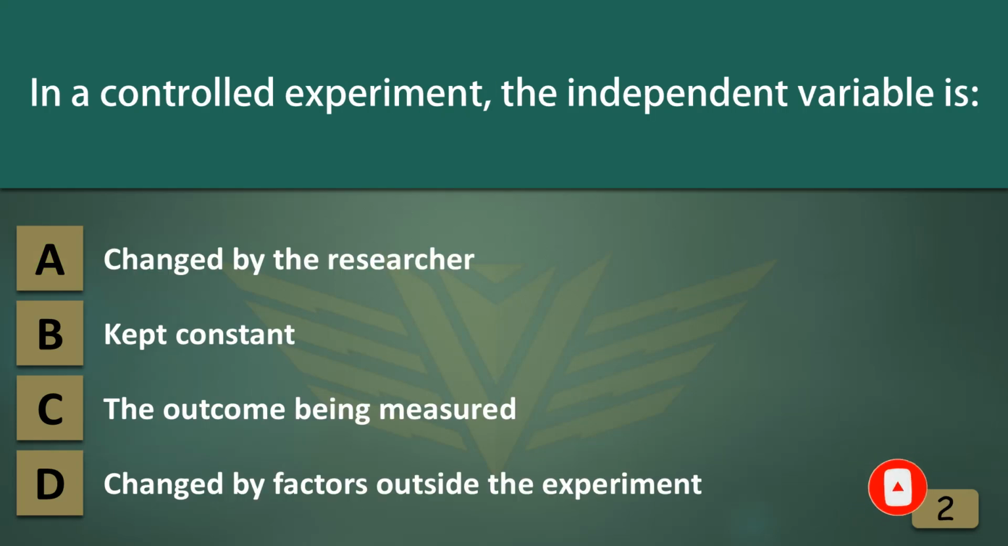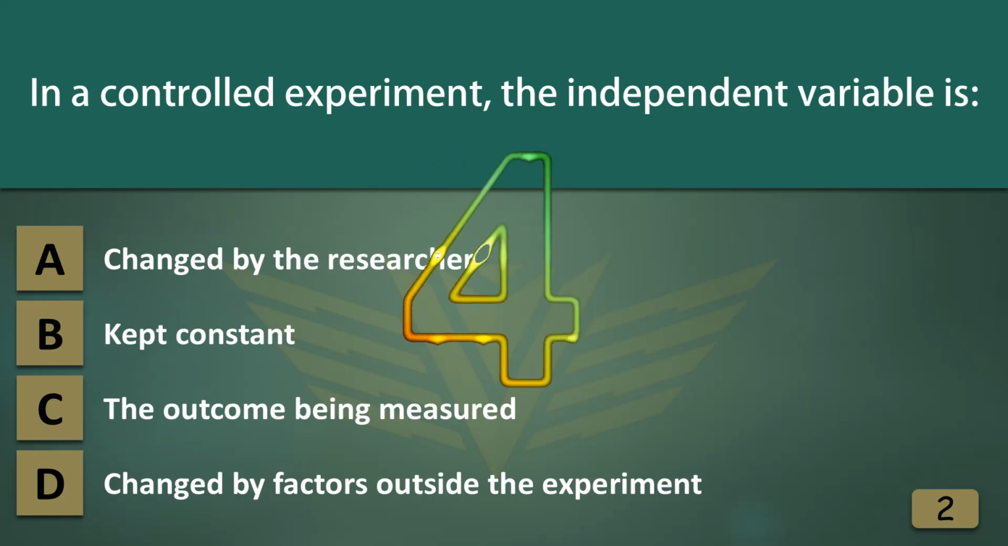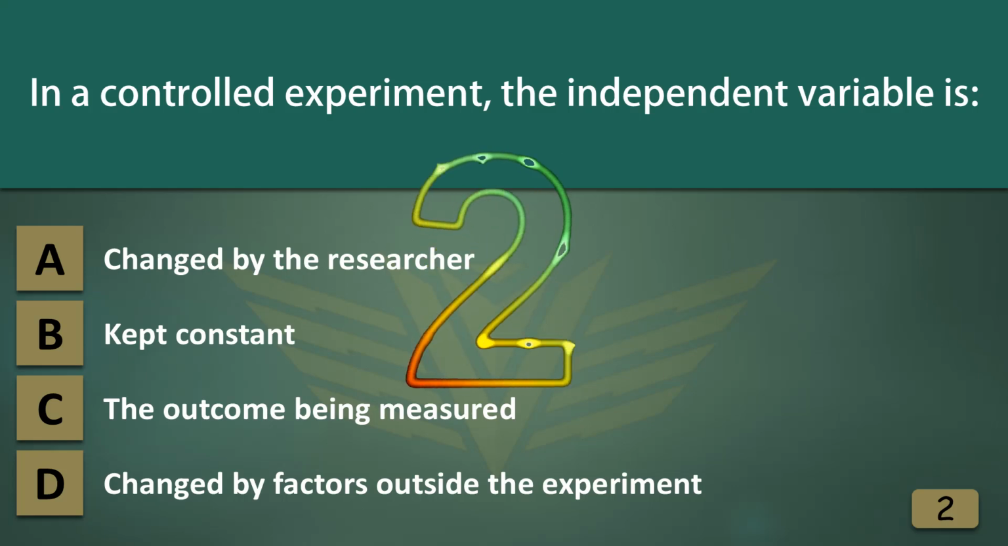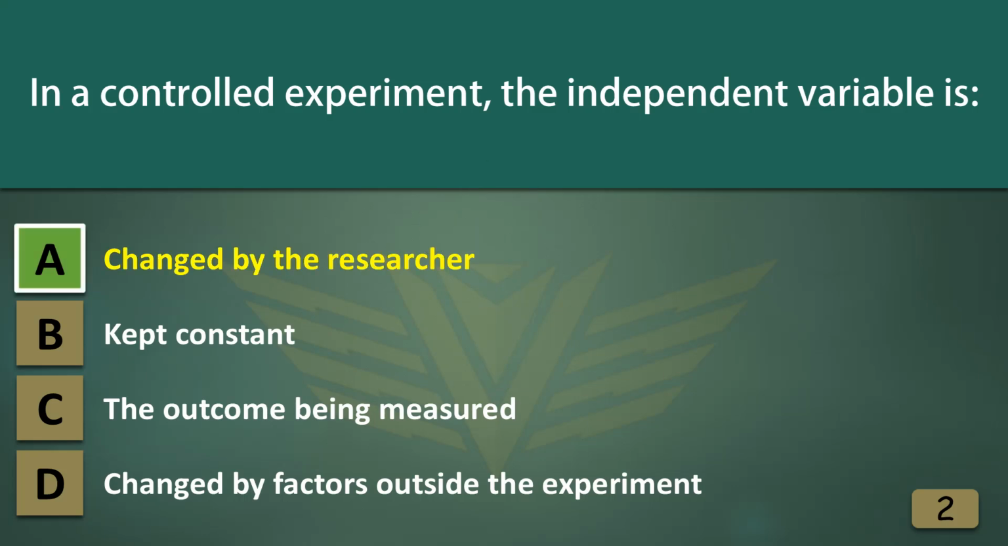hypotheses. In a controlled experiment, the independent variable is A. Changed by the researcher. B. Kept constant. C. The outcome being measured. D. Changed by factors outside the experiment. The correct answer is A. Changed by the researcher. The independent variable is the factor that is intentionally changed or manipulated by the researcher to observe its effect on the dependent variable.